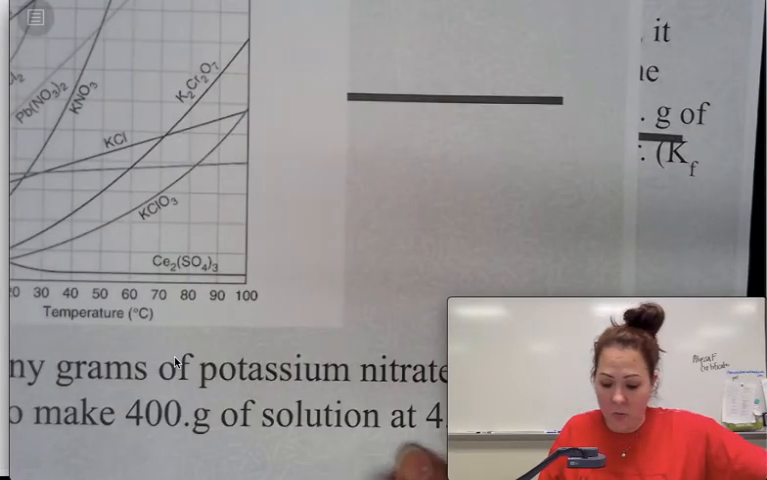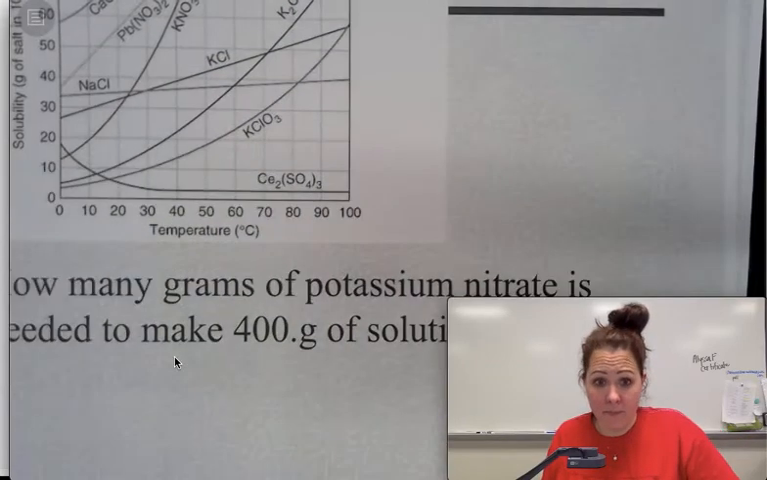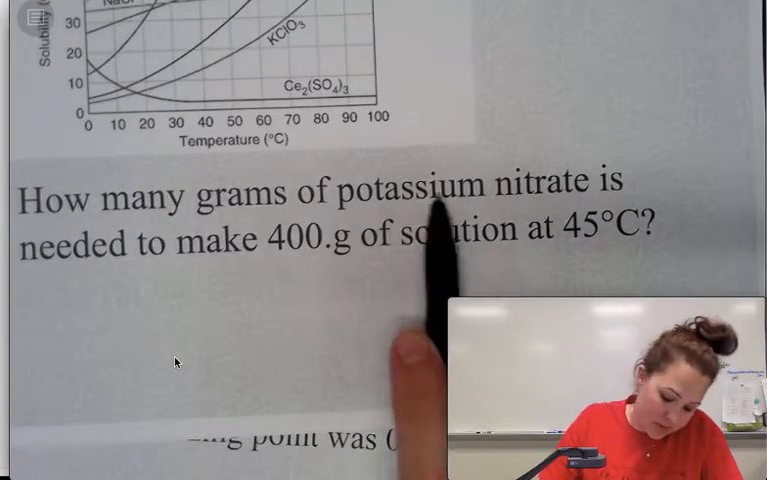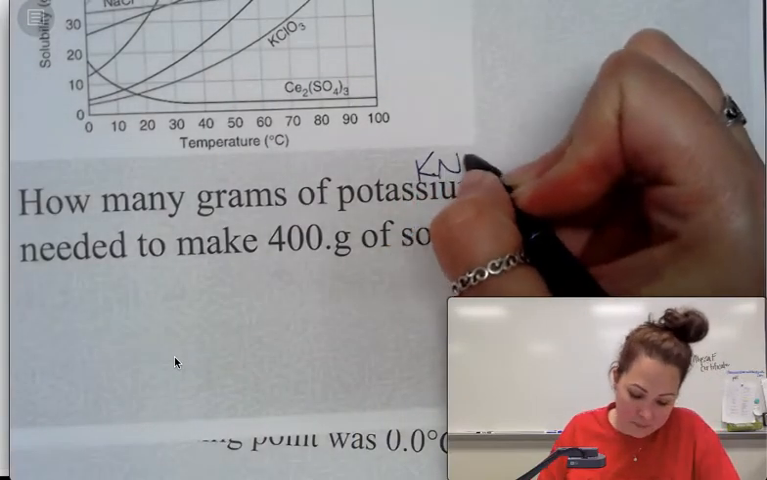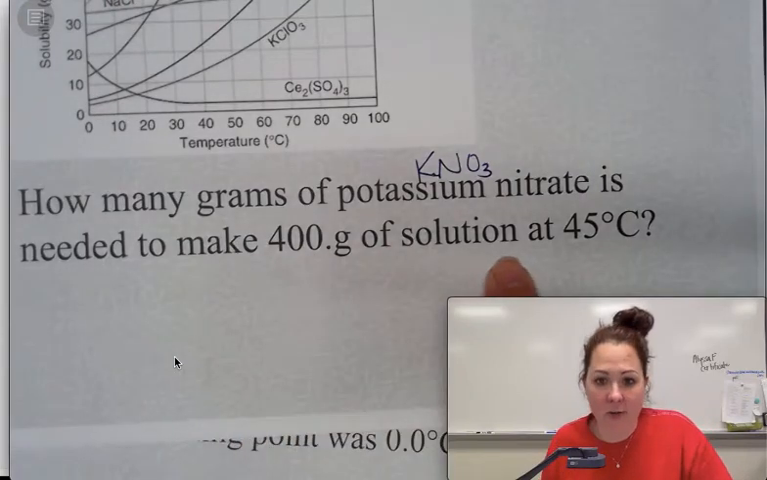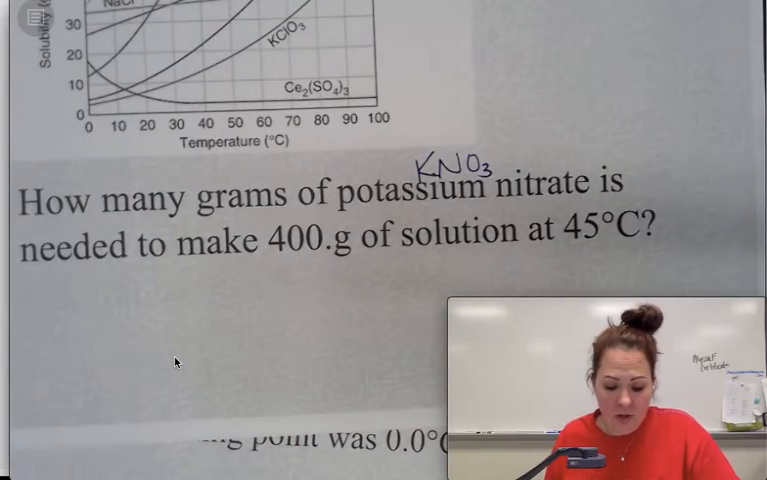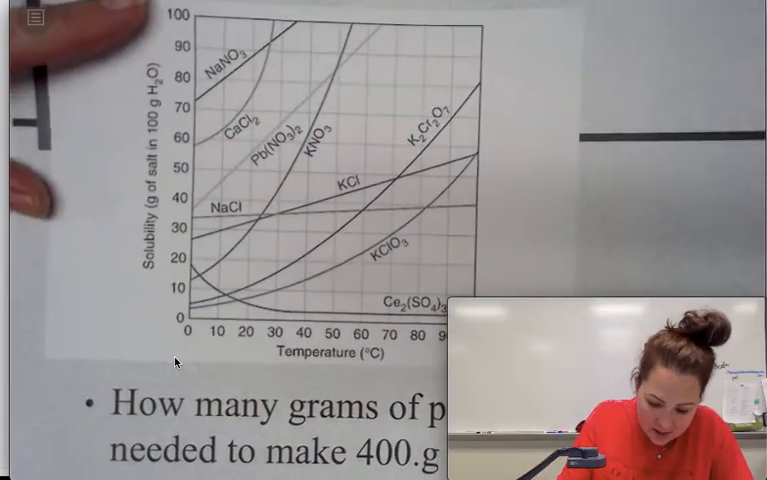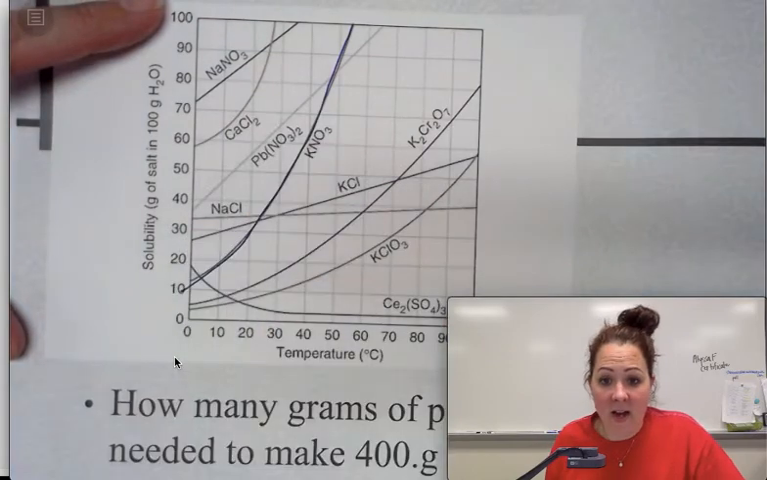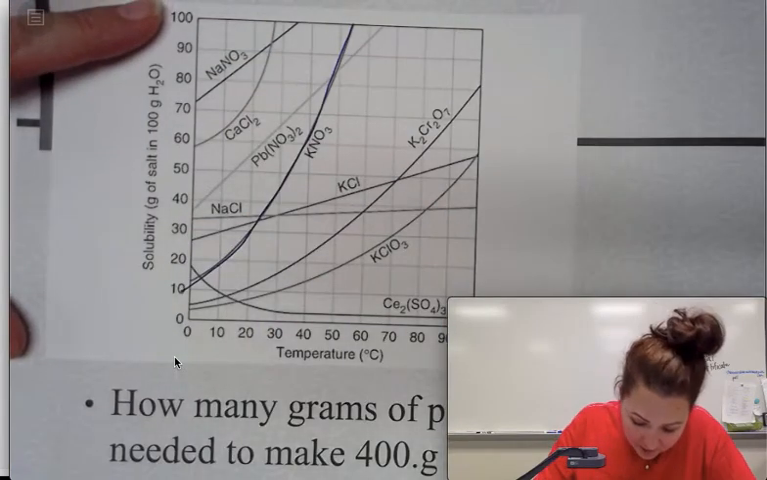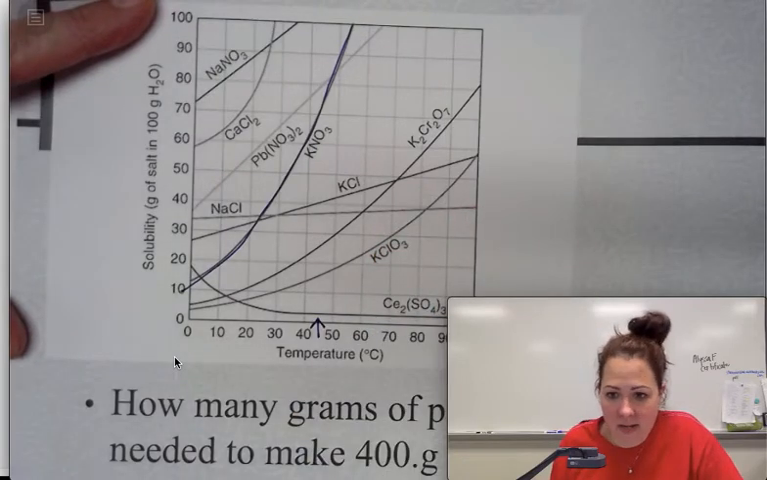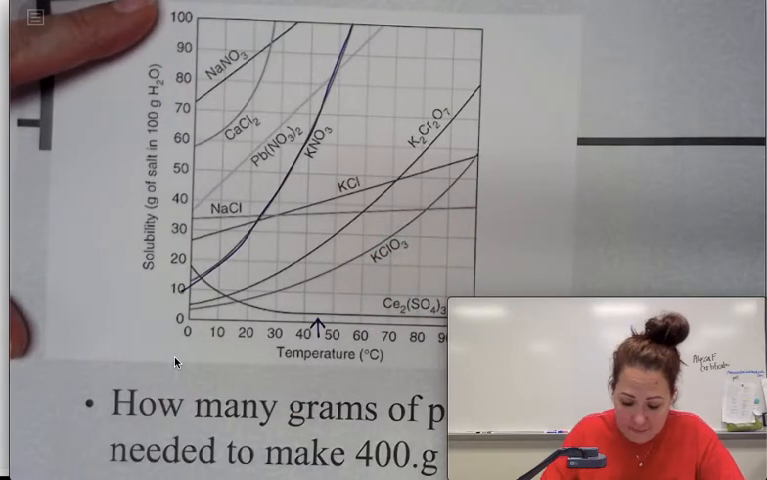Now this one, we're going to set up a proportion. This question says how many grams of potassium nitrate, so potassium nitrate is KNO3, is needed to make 400 grams of solution at 45 degrees Celsius. So when I look at my graph, I'm only looking at this line right here. And when I look at that line, I'm only reading it at 45 degrees Celsius. That's the only thing that I do with that temperature, it tells me where to read the graph.